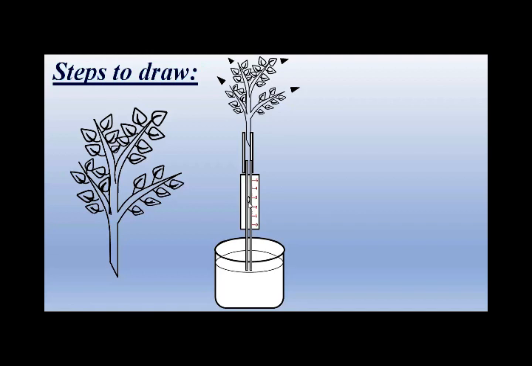Okay students, in the last step, you will draw a bubble inside the capillary tube. Draw a little circle in the capillary tube to show the bubble inside it. It is a sign of transpiration inside the plant during this process. I hope it is clear.